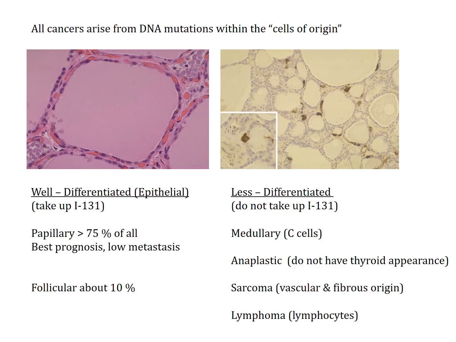75% of those are considered to be papillary thyroid epithelial cancers. Those are the ones that tend to have the best prognosis. And remember, those epithelial cells of the thyroid gland are the ones that take up iodine. So one way that we can treat these types of cancer is to give the individual radioactive iodine.